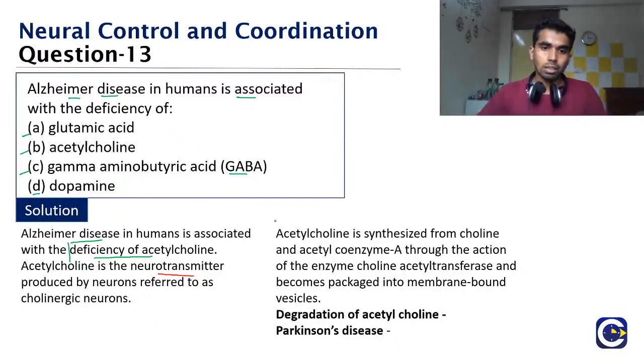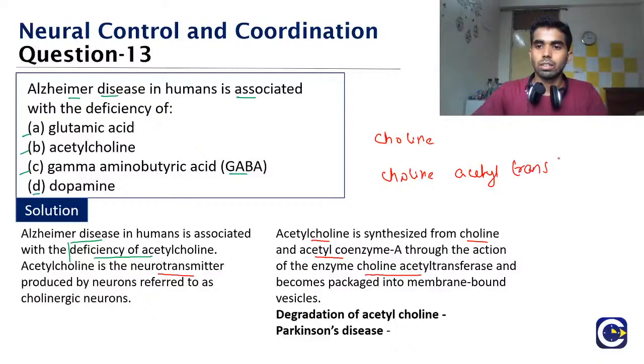Okay. The other question that can be asked is: acetylcholine is synthesized from what? It is synthesized from choline and acetyl-CoA, and this synthesis requires an enzyme. The name of that enzyme is choline acetyl transferase. This is the enzyme that is present in the cell body and in the axon terminal, and it is responsible for the production of acetylcholine.